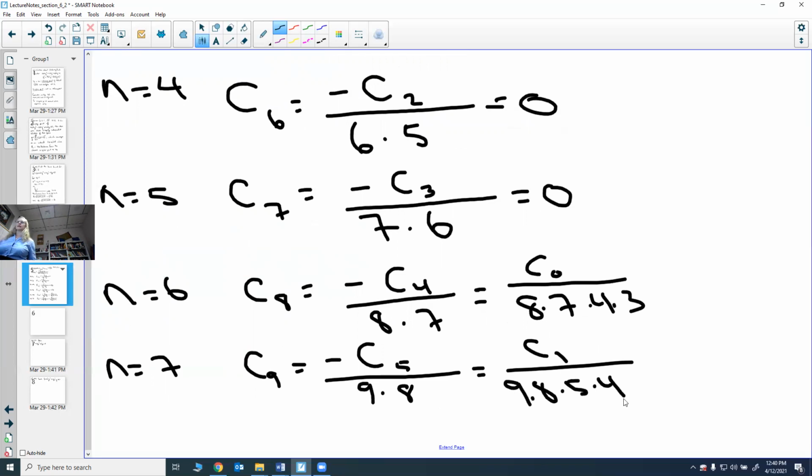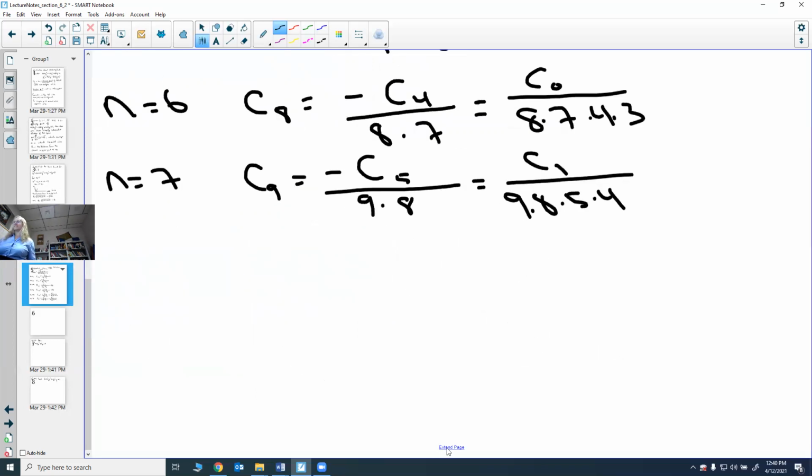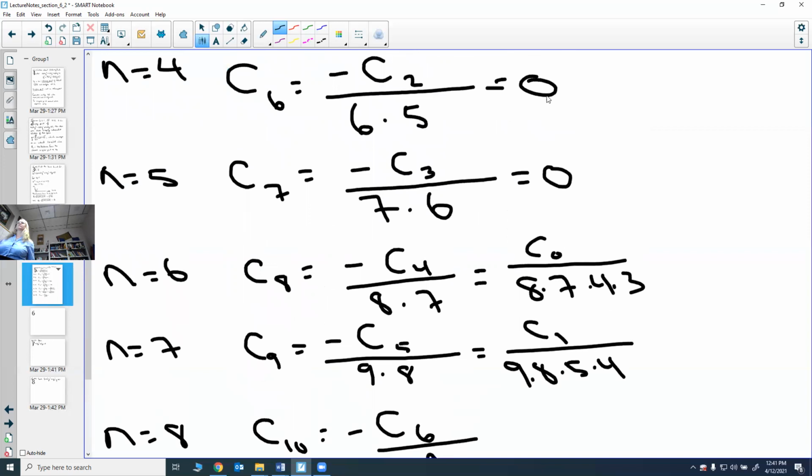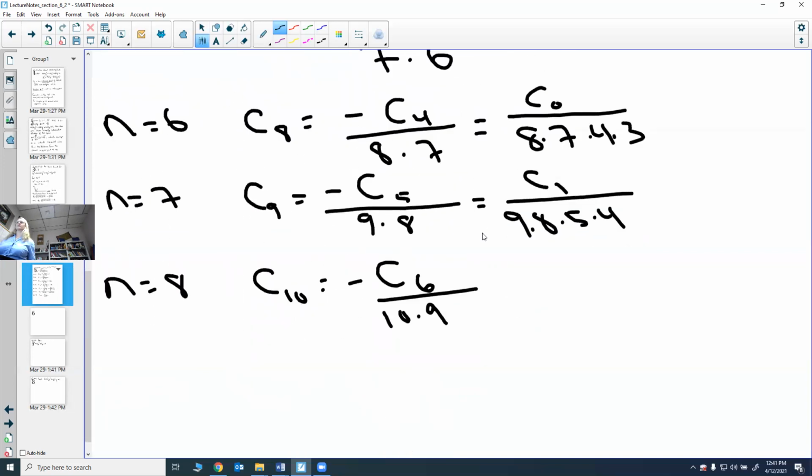Great. Let's try just a few more. It always helps to do a lot of these just to see what's going on. N equals 8. That'd be c sub 10. That would be minus c sub 6 over 10 times 9. Again, if I know c sub 6, I can find c sub 10. But I do know c sub 6. It's 0. So this is 0.